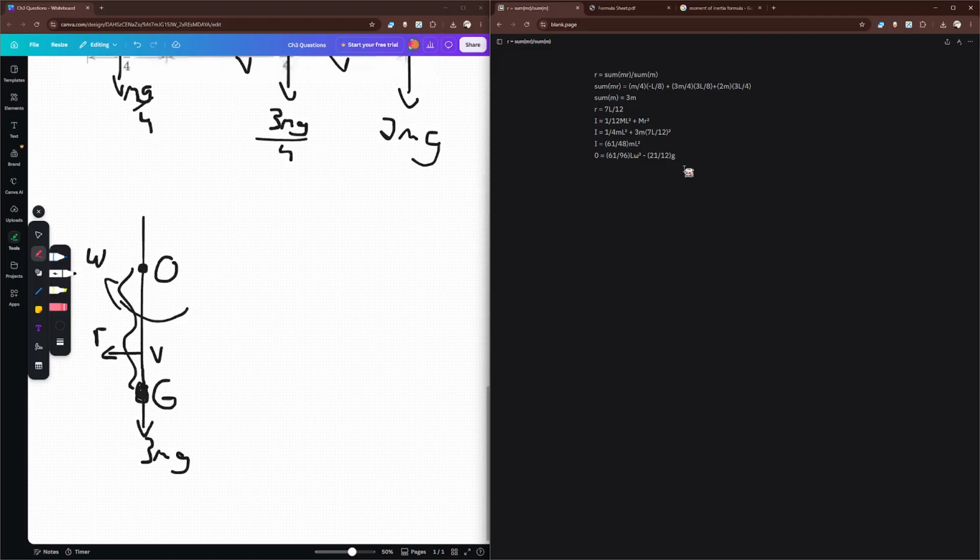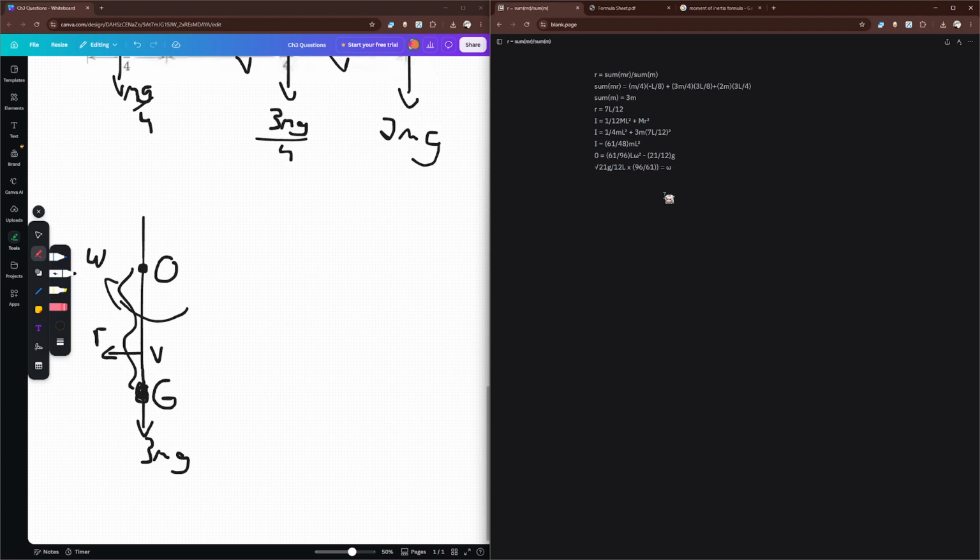We know what G is, 9.81, but let's rearrange first. So we have 21G over 12 is equal to 61 over 96 L omega squared. We can just move this over, so this is times 96 over 61, and then divide through by L. Then take the square root of this entire term to give us omega.